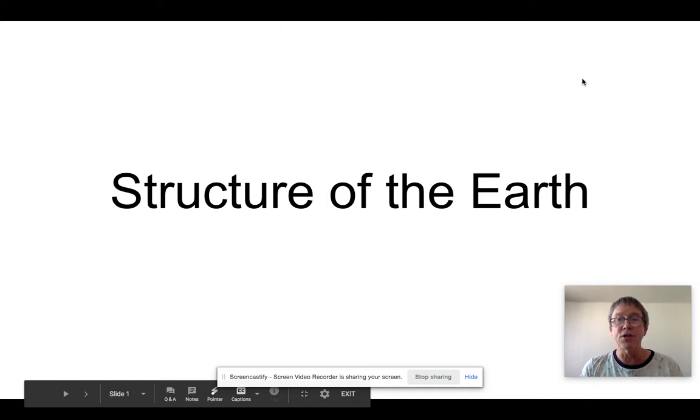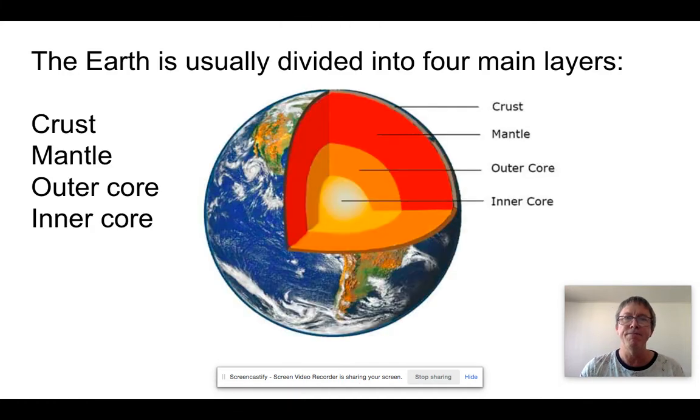Let's talk about the structure of the Earth. The Earth is basically divided into four main layers, and they have to do with the state of matter in those layers as well as the chemical composition. The layers of the Earth, in the simplest form, start with the outer surface. Think of it as thin as the skin of an apple is on an apple. There's this very thin layer we call the crust.